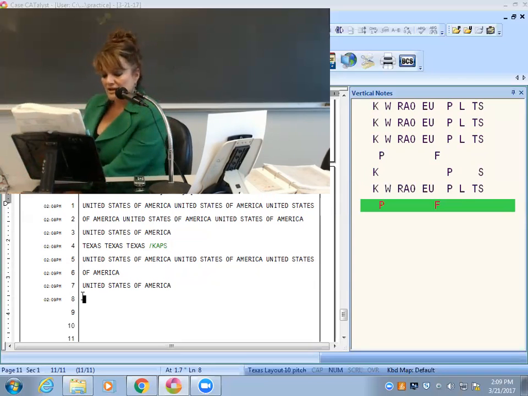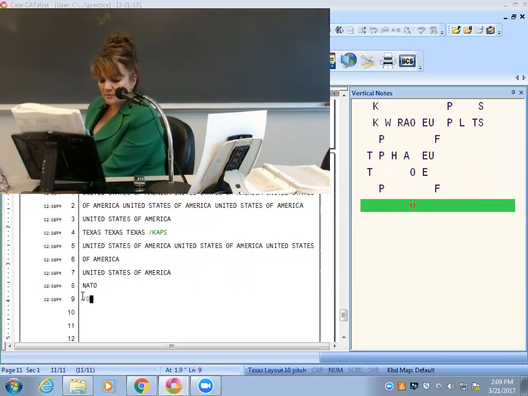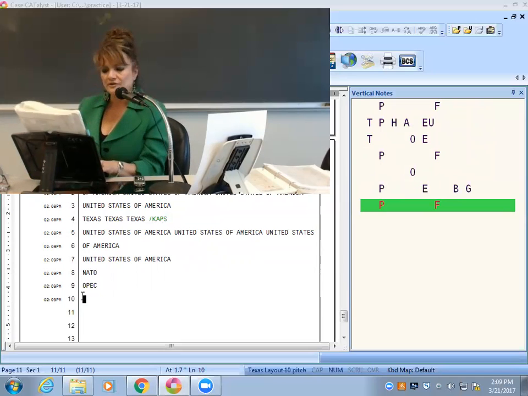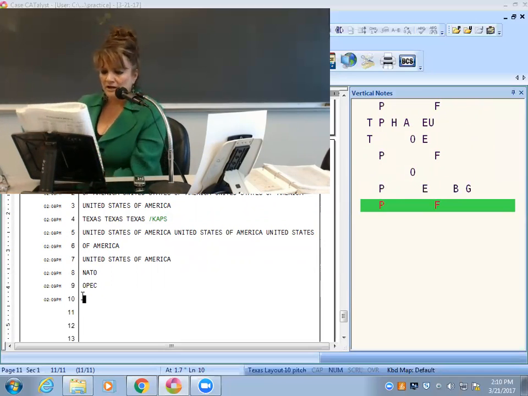But make sure you know United States of America. NATO is NATO. OPEC, O by itself, PEC. Okay? So you have some that are phonetically stroked out. And then you've got initials over on page 259. So if you have initials with a period, then you're going to write the FPLT. Okay, so that's just real important.